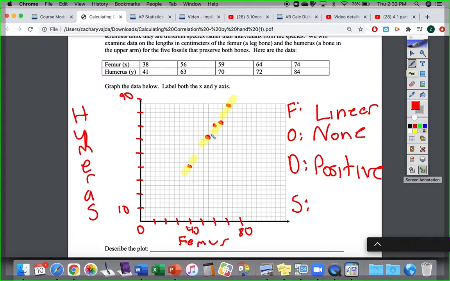And then strength, do these look like you could easily make a line through them? Our choices again are strong, moderate, moderately weak, or weak. I would say this is strong. These 2 last words we will check with our new correlation value. Is it indeed positive and strong? So that was our first page: being able to make a scatter plot, label your axes, label the values, and then describe the scatter plot. Form, outliers, direction, and strength.